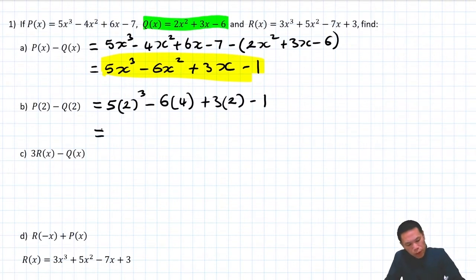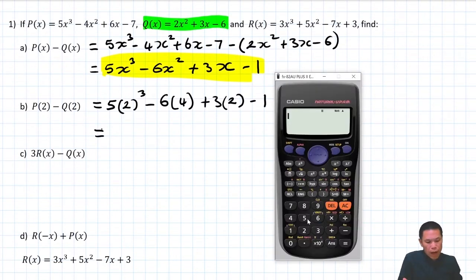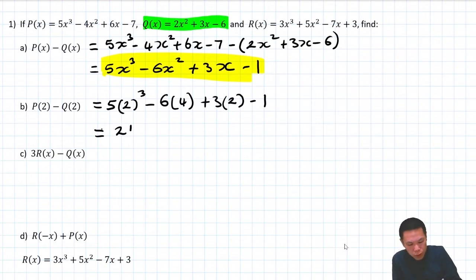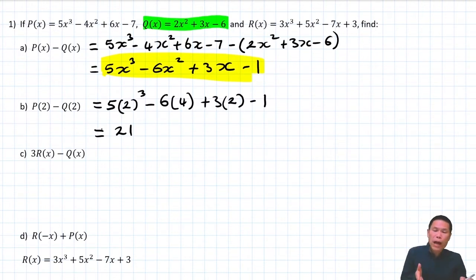So now we just put it in the calculator. So 5 times 2 to the power of 3, which is 8. So I just times 8, minus 6 times 4 is 24. And then we plus 3 times 2, which is 6. And then we minus 1. There you go. It is equal to 21. Now, with this one here, you can also work p of 2 out and then q of 2 out, and then find the difference, and you should get 21 as well.